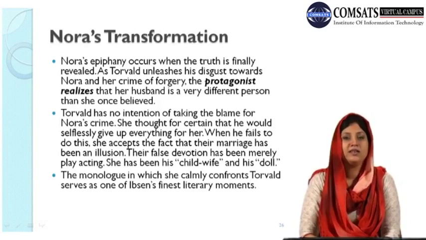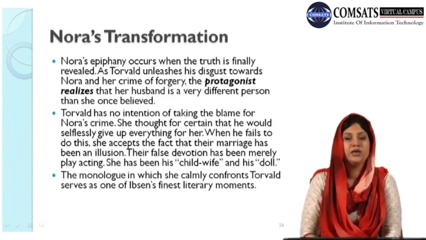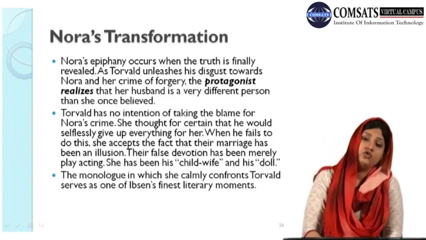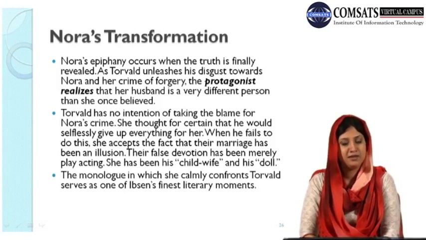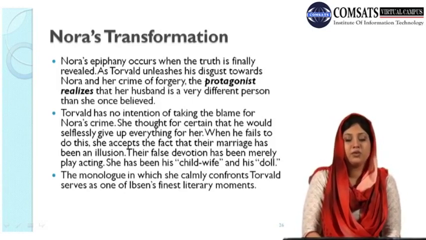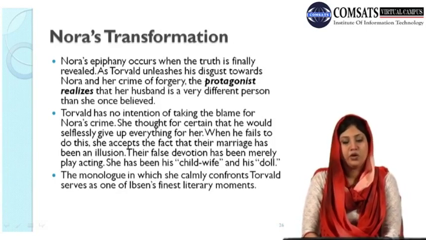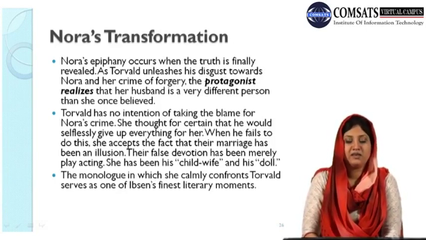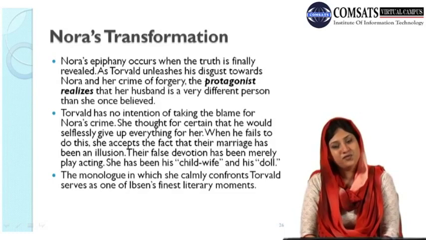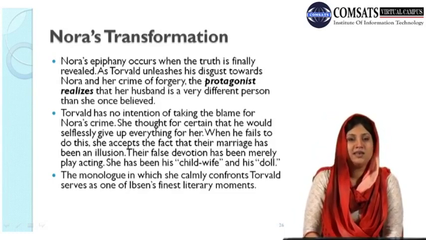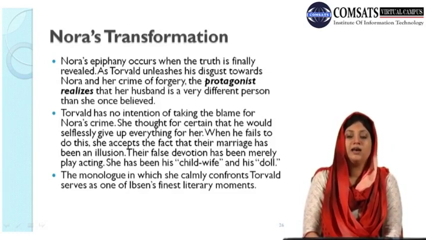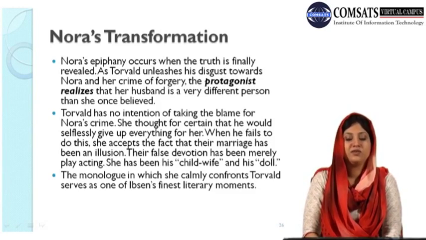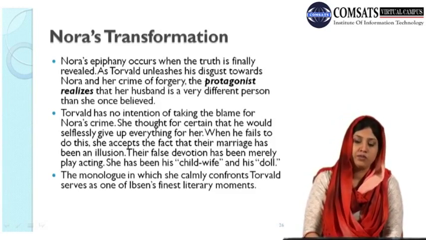This illusion is not that illusion that we discussed. This is an illusion, a dreamlike situation. That is an illusion, a reference from the past. This is illusion, that is all, and that follows. So, Nora feels that their false devotion towards each other has been merely a kind of play, a kind of game, and she has been his child wife and his doll that he kept playing with and kept getting pleasure from. The monologue in which she calmly confronts Torvald serves as one of Ibsen's finest literary moments.